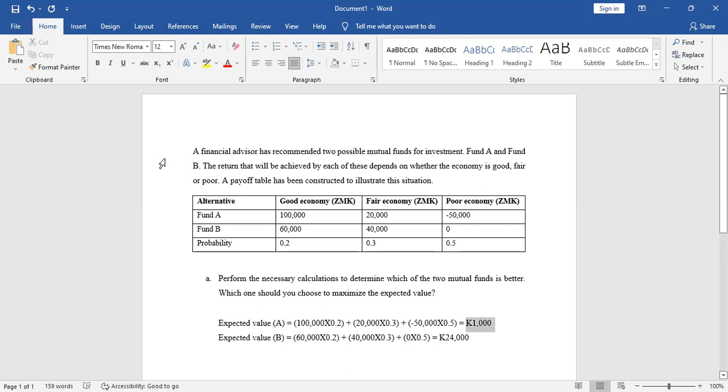So I have two expected values, the expected value for B and the expected value for A. With this information, as an investor, I can make a decision based on expected value to invest in Fund B because it has a higher expected value. Therefore, thus, invest in Fund B with the higher expected value.